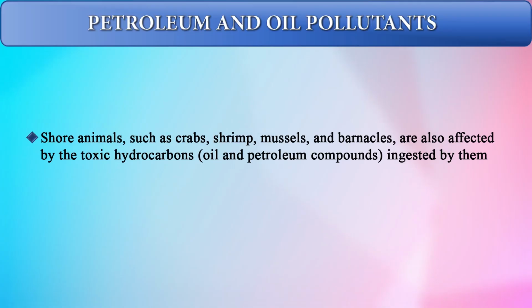This especially you would have seen in the reports in the newspapers and also among the animal conservationists and the animal ethics committee. They have seen that the shore animals, it's not only the bigger higher mammals like the dolphins, but even the smaller insects and the mussels, those belonging to the phylum Mollusca, the crabs, the shrimp, the mussels, the barnacles, all of these are affected by the toxic hydrocarbons and the oil and the petroleum compounds that are ingested by them.